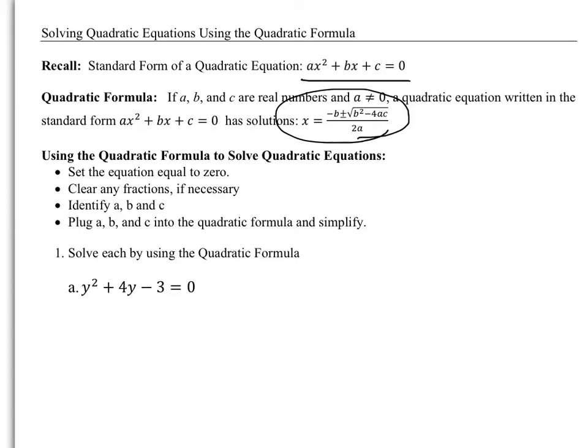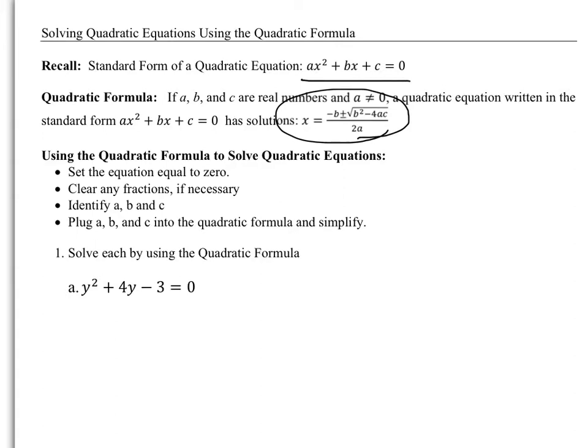So to use the quadratic formula, the equation must be set equal to 0. We're going to clear any fractions if necessary because it's so much easier to not have to work with fractions. Then you'll identify a, b, and c, plug a, b, and c into the formula, and simplify. Done.